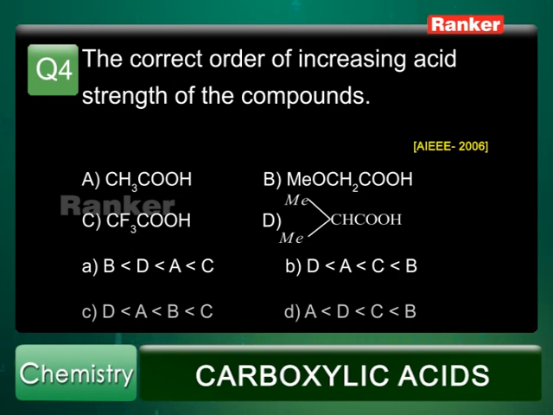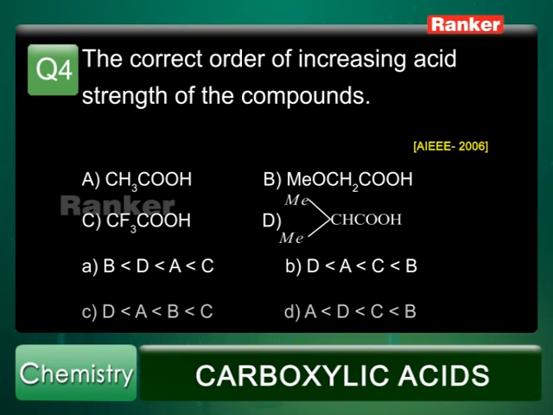Now the options given: acetic acid, methoxy acetic acid. Methoxy group has a -I effect, it cannot show +M effect here. So methoxy is a -I, therefore slightly stronger one. And option C is trifluoroacetic acid. This has got 3 -I groups, so therefore strongest acid. Option D is acetic acid with 2 methyls, that is the weakest acid here.